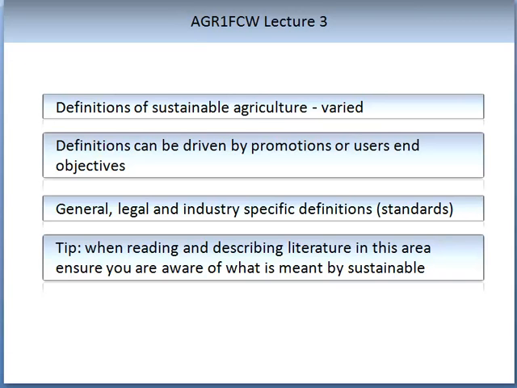But you will note, when thinking about the detail here, what exactly is meant by environmental quality, what exactly is meant by natural resource. Sometimes these inputs are not clearly, or more to the point, easily defined. There are also industry-specific definitions, that is, an agricultural practice in one industry may be quite different to that of another. Therefore, when you are reading and describing literature in this area, always be aware of what is meant by the author by sustainable. Who is writing it? Why are they writing it?